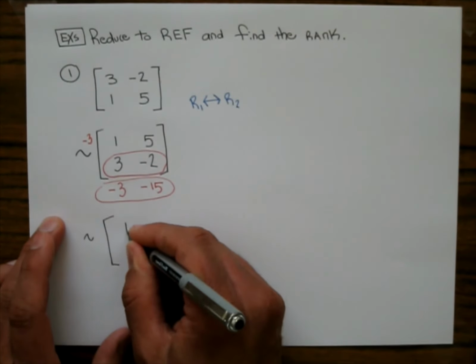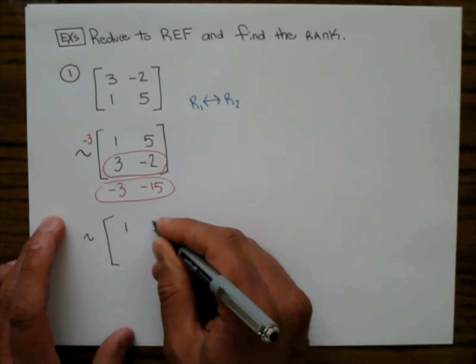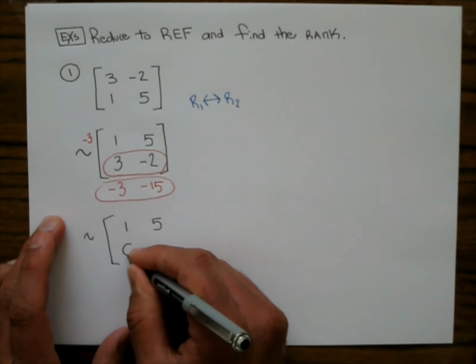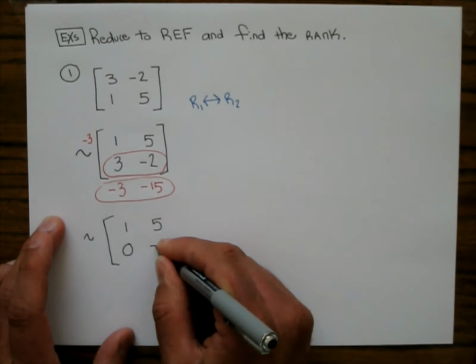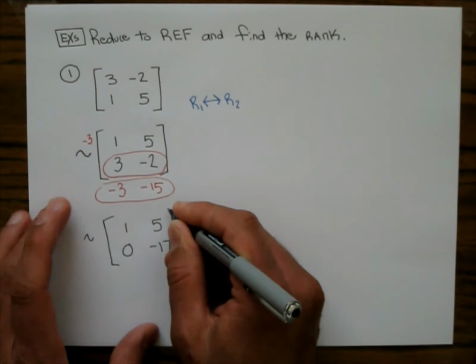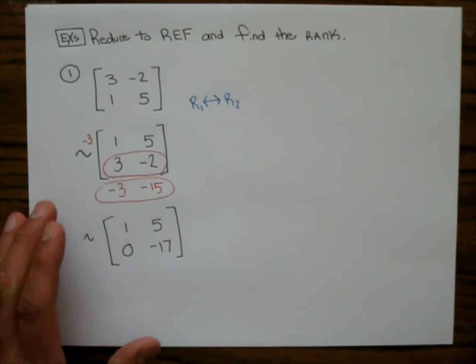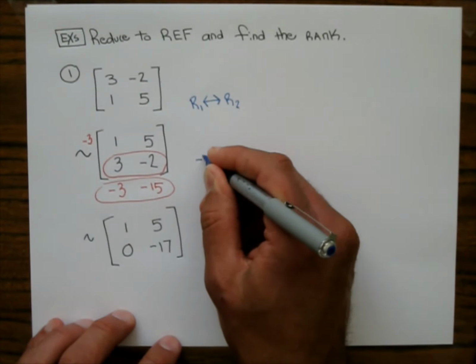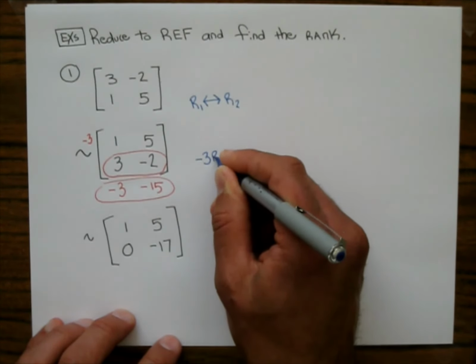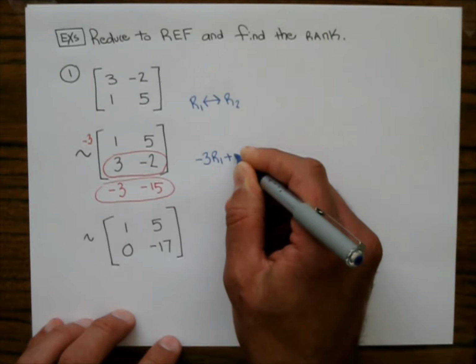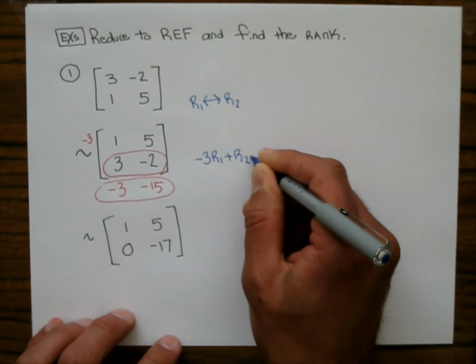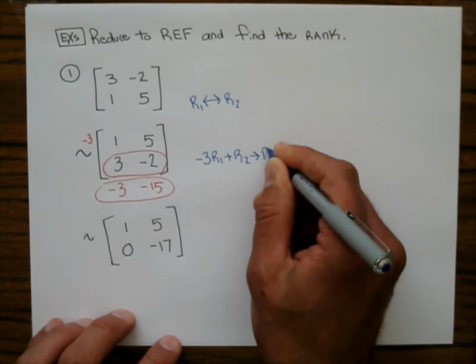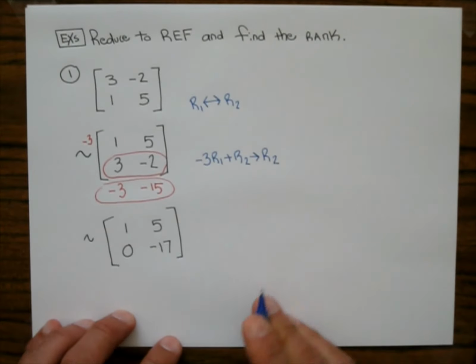So I have a 1, 5, 0, -17. What just happened in terms of the machine language? I went -3 times row 1 plus row 2 becomes the new row 2.